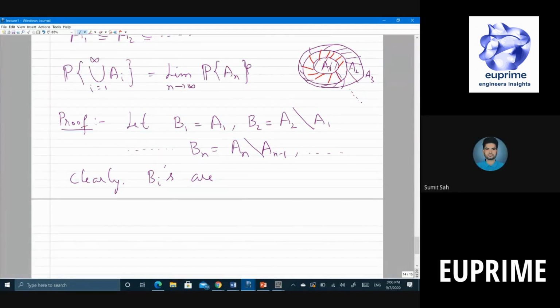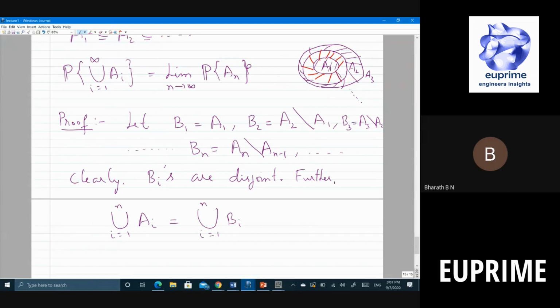A2 only. Yeah, sir. So let me also write this. B3 is A3 remove A2. So Bn is An remove An minus 1, all disjoint. Yeah, this is also clear. Further, what else do we have? If you take the union of all A_i from 1 to n, that will be equal to the union of B_i from 1 to n.